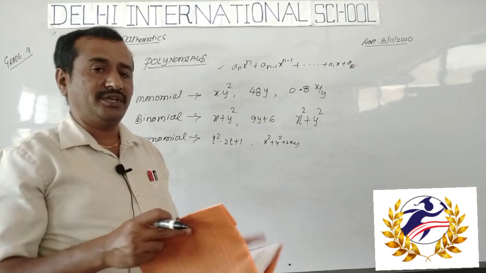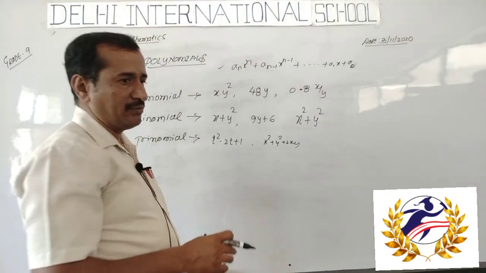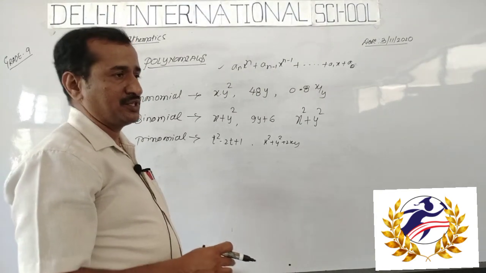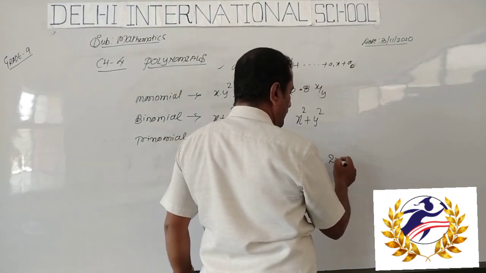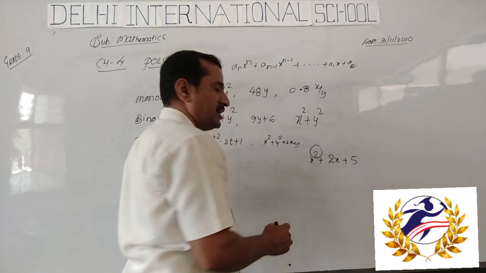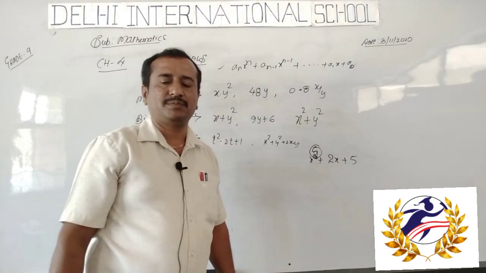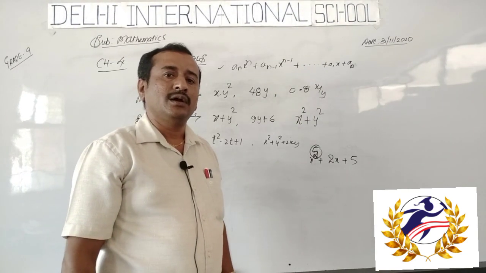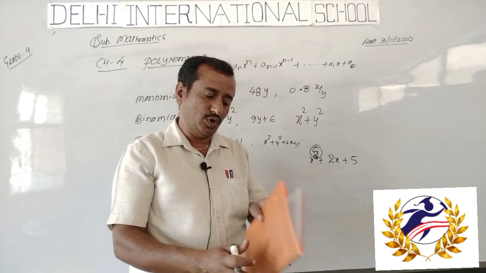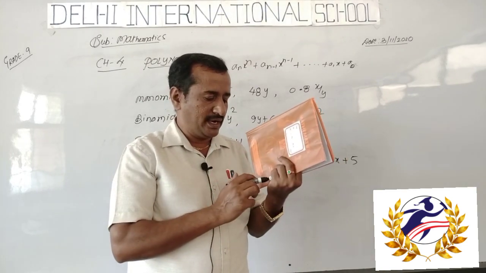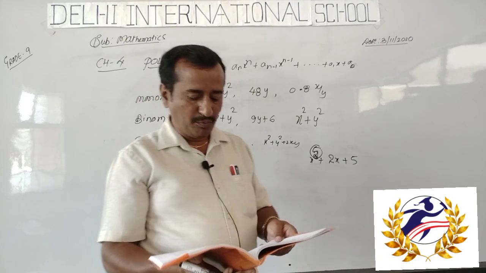Okay, so in that comes the degree of a polynomial. What is the degree of a polynomial? Here, usually the expression will be in one variable, you may imagine. In that, the highest power of the variable is called the degree of the polynomial. Here you have x squared plus 2x plus 5. So, here the highest degree is 2. Similarly, it may be 3 also or 5 also. The highest power of the variable that is present in the given polynomial is called the degree of the polynomial.